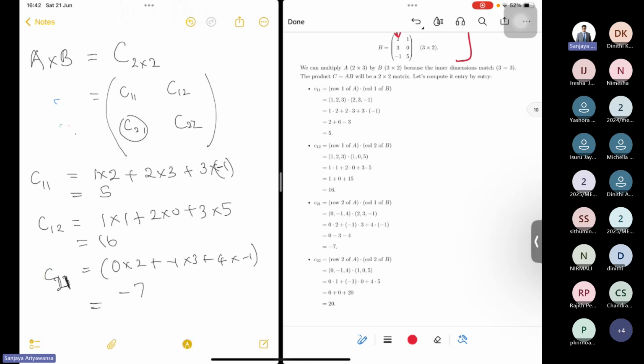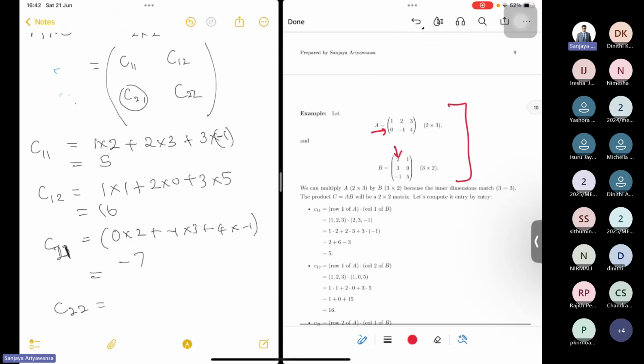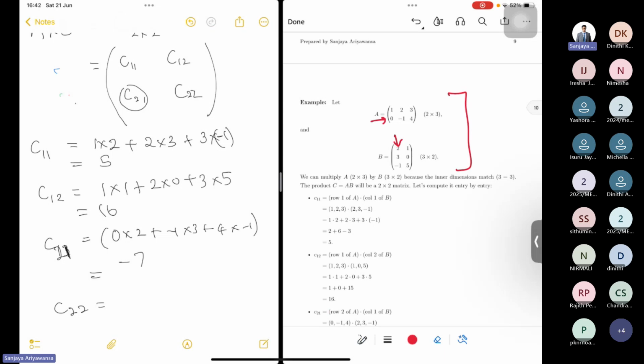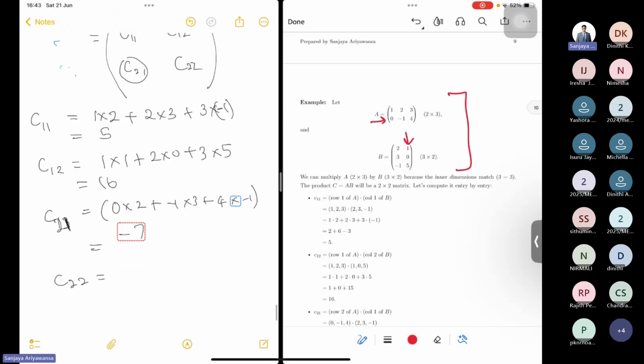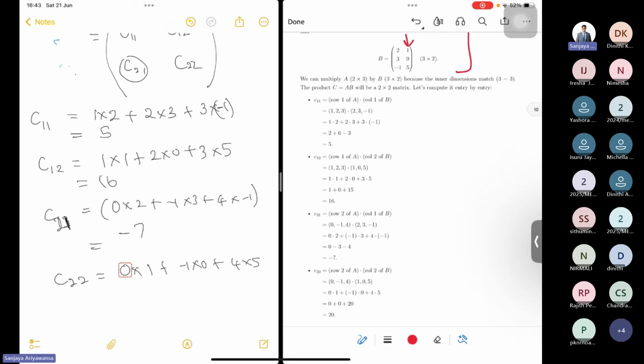minus 7. And then similarly, C22, what do you do there in C22? In C22, you take the second row and you multiply it by the second column. That's what you do. So your second row is 0, first component 0 times 1 plus minus 1 times 0 plus 4 times 5, and that gives you 20.